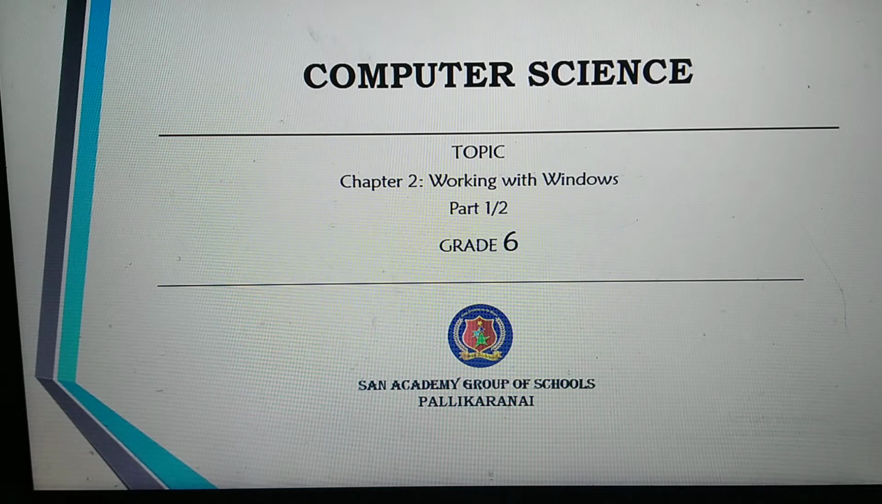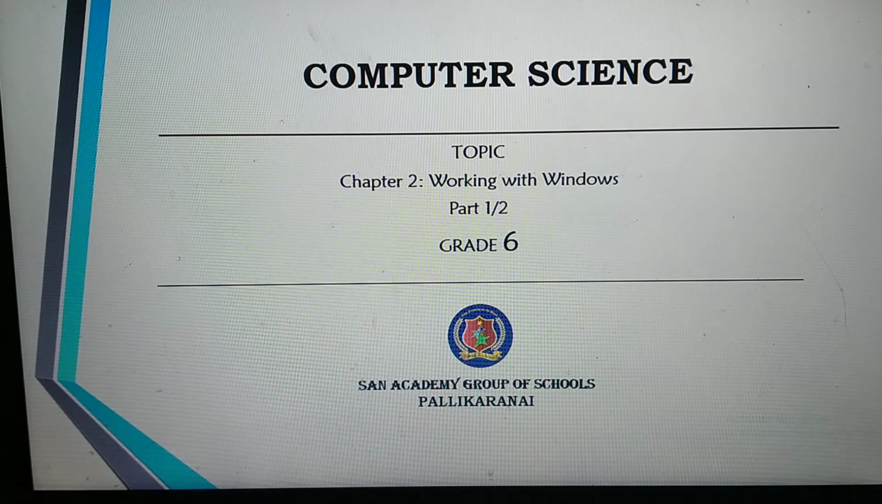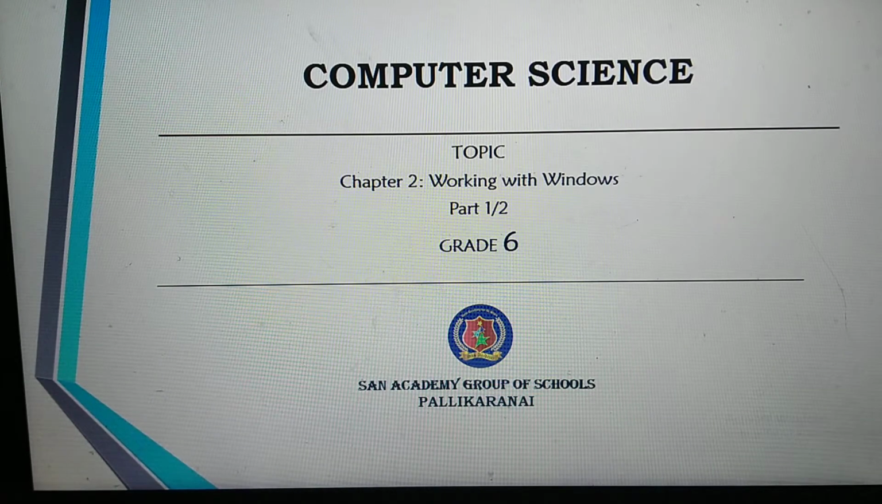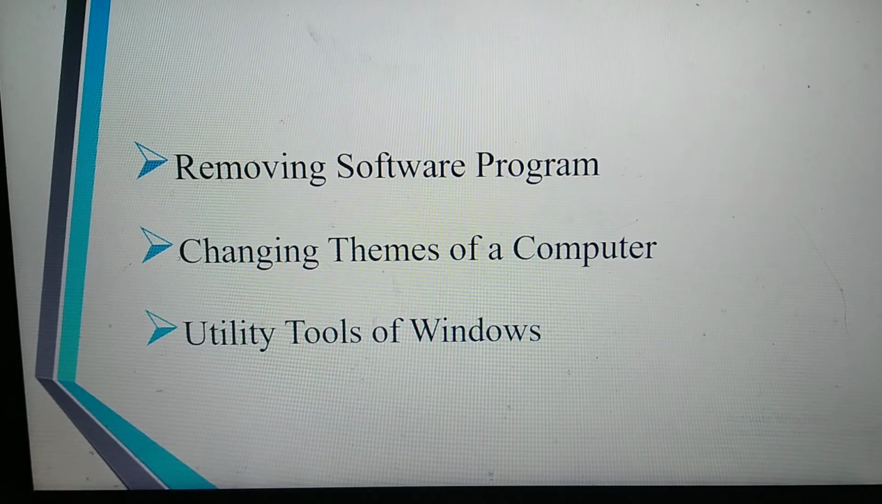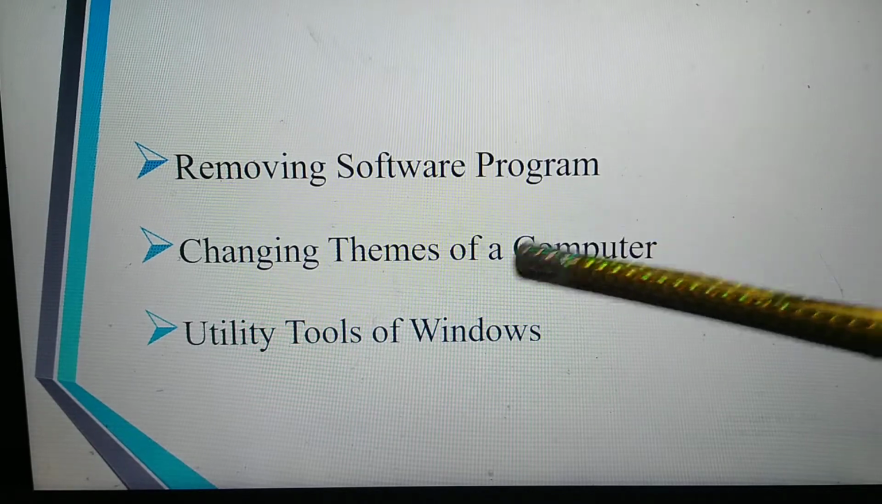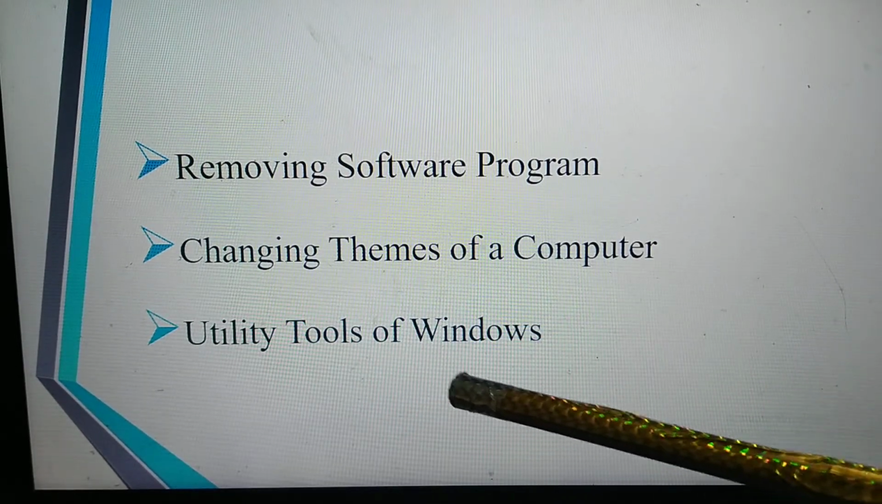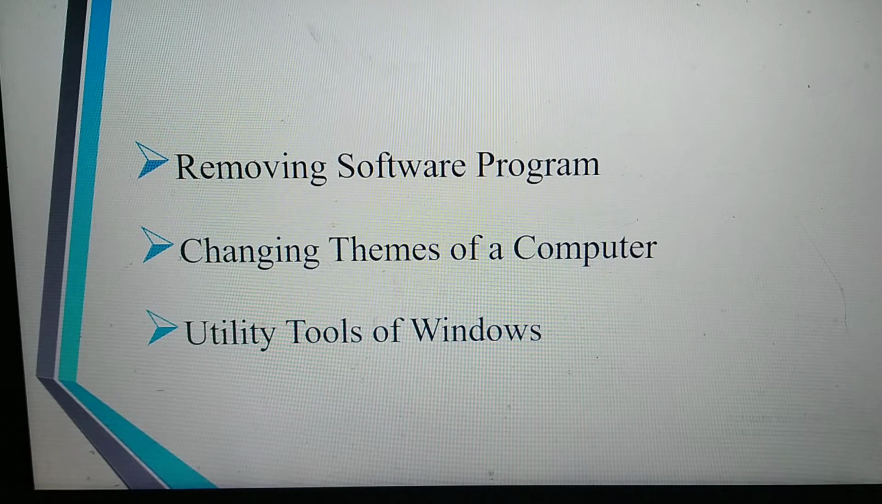I welcome you back for Grade 6, Chapter 2, Working with Windows, Part 2. Now, in this lesson, we are going to see the continuation video about how to remove a software in your system or how to change a theme and certain utility tools of the Windows. Let's get into the lesson, students.